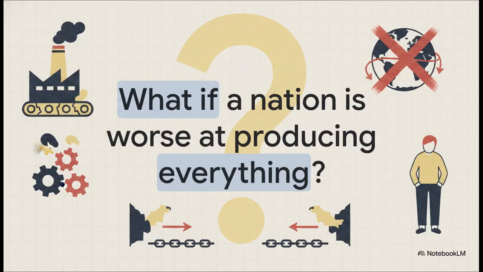But wait, what if a country is just, well, worse at producing absolutely everything? It's a massive dilemma for Smith's original framework. If a nation is at a total disadvantage across the board, are they just completely shut out of global trade? Like, are less efficient nations just entirely out of luck?